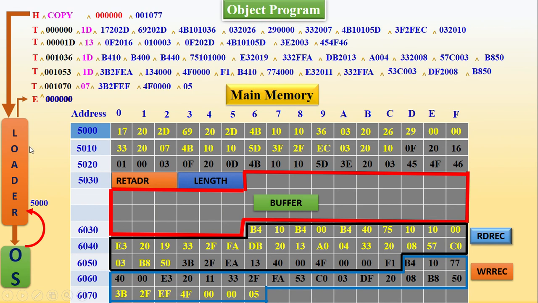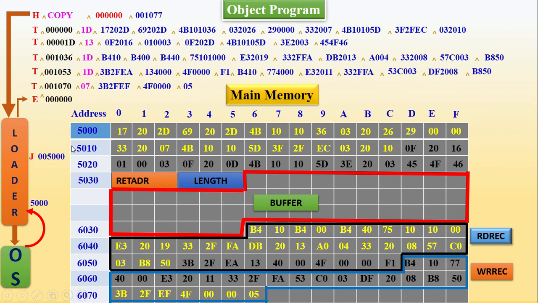Now let us see how the loader transfers the control to the location 5000. The last instruction to be executed by the loader is the jump instruction. So this value 0000 is read from the end record, and that is added to the starting address so that it becomes 5000, indicating the control should be transferred to this location, and this is the first instruction to be executed. 17202D will be the first instruction to be executed.